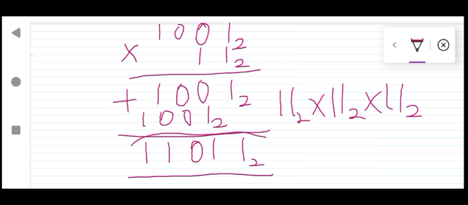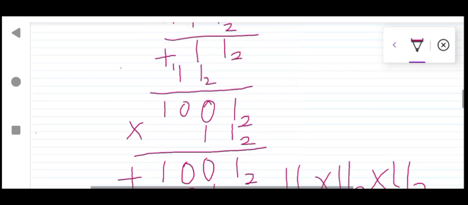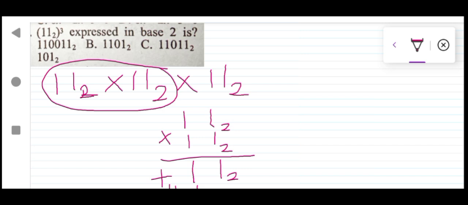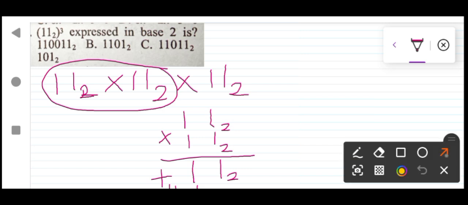Take notes, this is our final answer, 11011 base 2. So let's go check the results. 11011. Would you tell me the right answer? Pick. Oh, that's good of you. So the final and the correct answer is C, 11011 base 2.